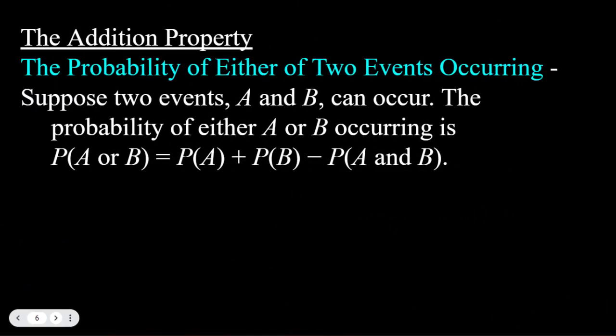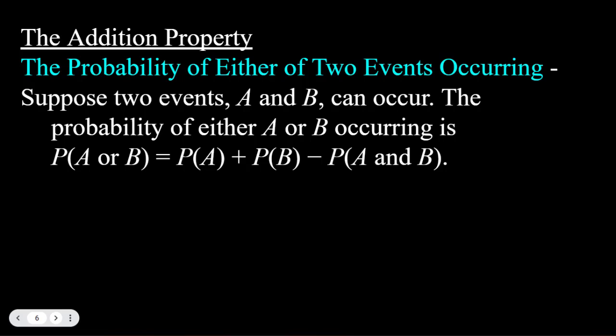The second main property that we want to talk about, again, is one that we alluded to last week, but we were dealing with disjoint events. But here we're going to talk about it doesn't have to be disjoint or mutually exclusive. So this is the probability of either of two events occurring. Suppose that two events A and B can occur. The probability of either event A or B occurring is going to be the probability of A or B equals the probability of A plus the probability of B, and then minus the probability of A and B.